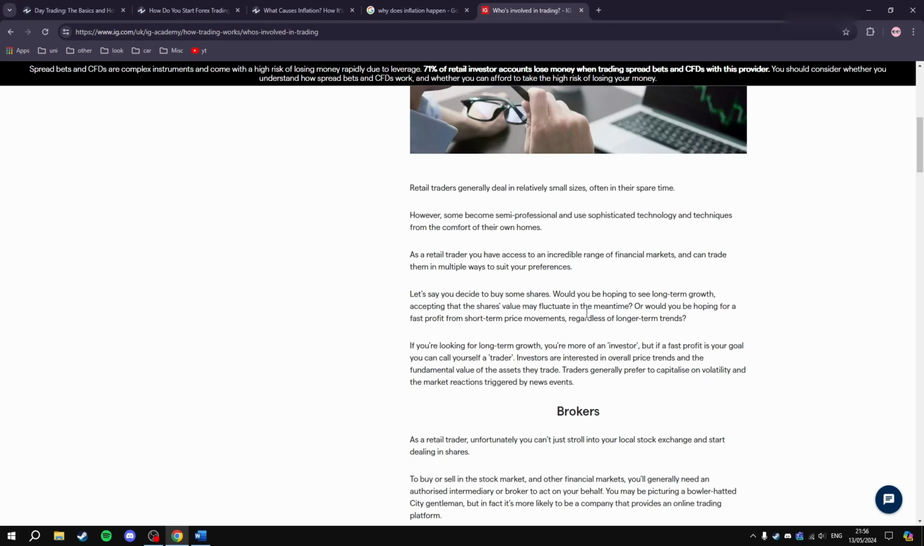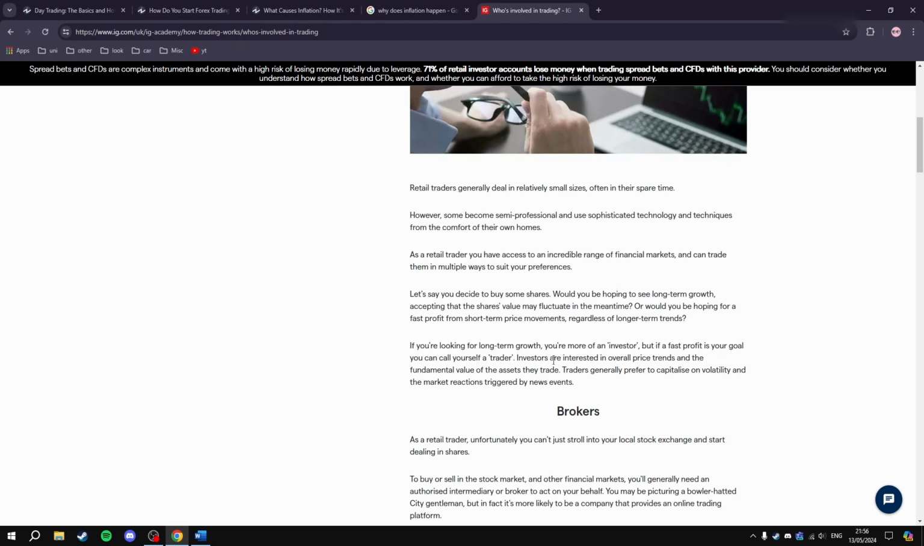Let's say you decide to buy some shares. Would you be hoping to see long-term growth, accepting that the share's value may fluctuate in the meantime, or would you be hoping for a fast profit from short-term price movements, regardless of long-term trends? If you're looking for long-term growth, you're more of an investor, but if a fast profit is your goal, you can call yourself a trader.